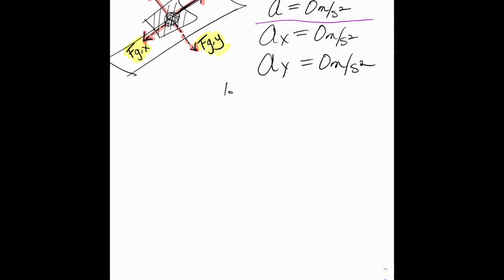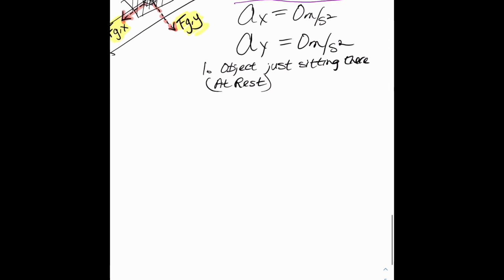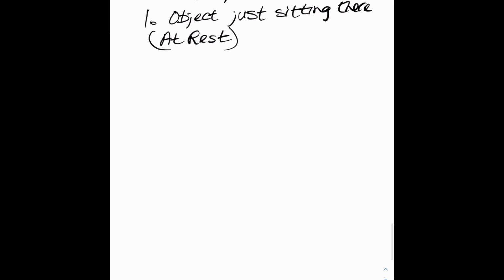The first one is the object's just sitting there. And if something's just sitting there, in physics, we like to say it's at rest, right? I forgot the word at. Dang it. It's at rest. So that's the first example of equilibrium. The second one is it's moving at a constant velocity. And this showed up in the lab, where we were pulling a block at a constant velocity.